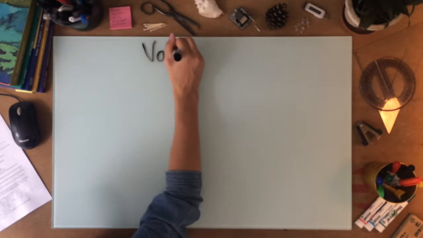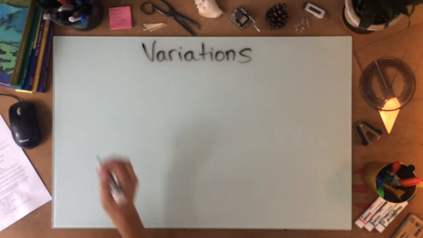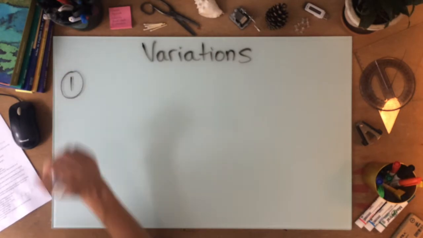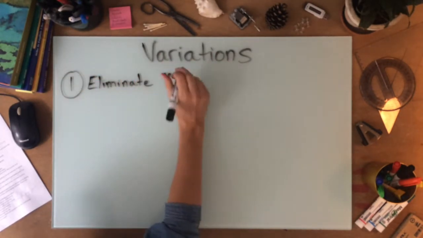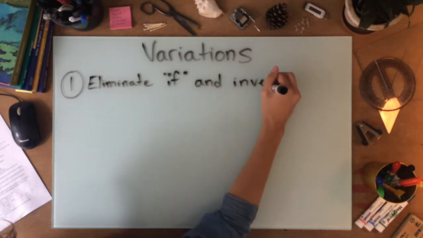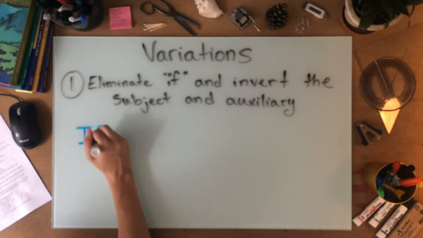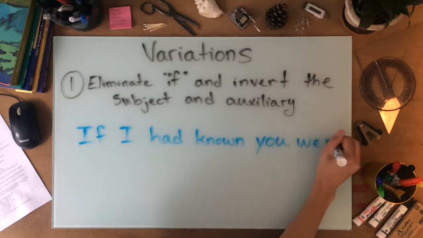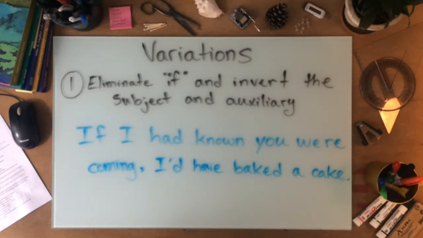Okay, so now we're going to take a look at some common variations and other possibilities that we use in conditional sentences. So the first one is omitting the if and inverting the subject and the auxiliary verb. We can do this with second and third conditionals. The meaning is exactly the same.